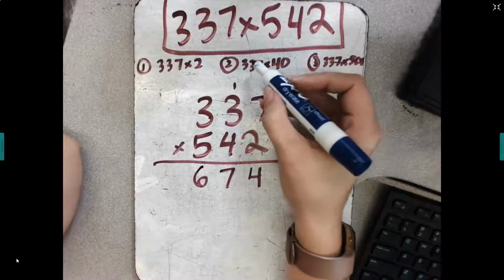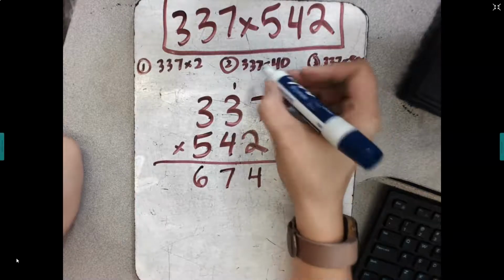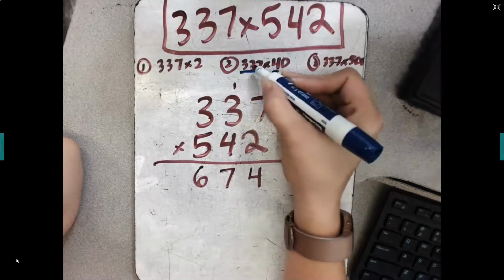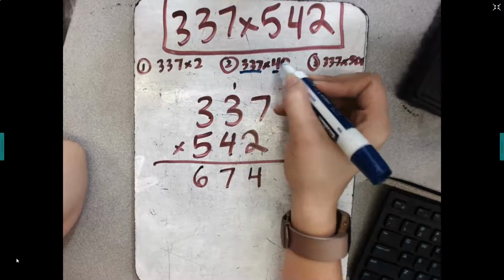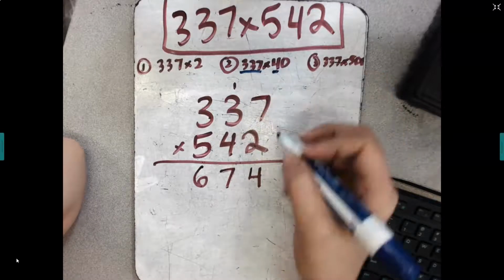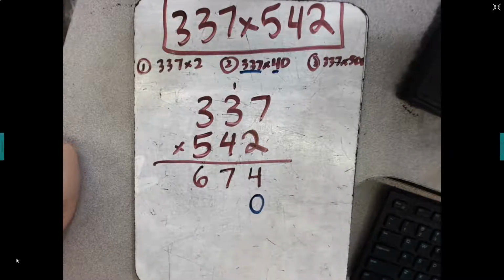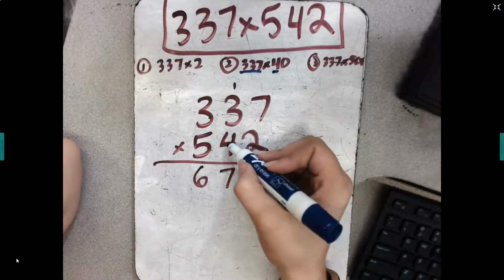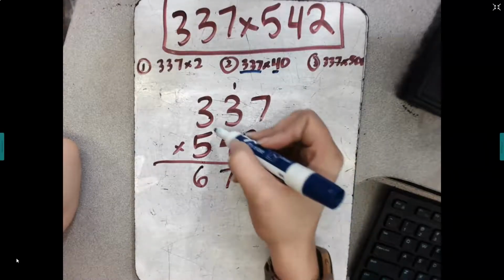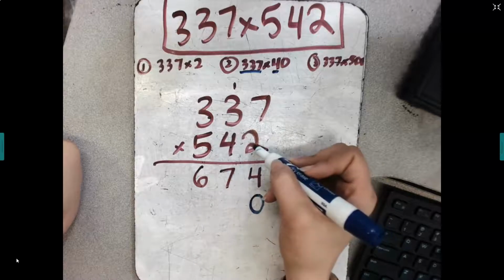The next step will be to do 337 times 40. I can also think about that just like 337 times 4 and then add my 0. Since I'm starting on the right, I can just put my 0 in right away. Okay, and that's what you need to do. Placeholder 0 goes in right away. Now I'm going to be doing 4 times 7, 4 times 3, and then 4 times 3 again, just like I did with the 2.